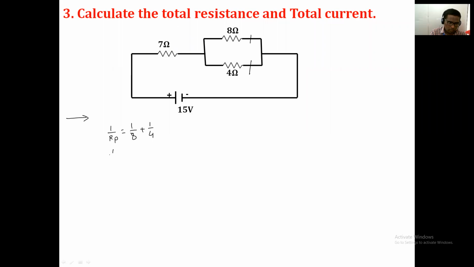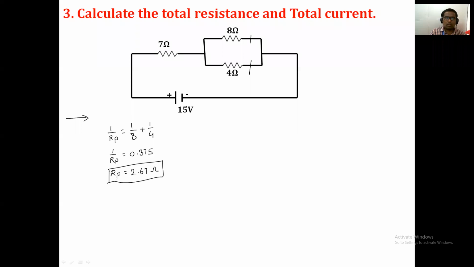So can you give me 1 upon Rp is equal to how much? Do the calculation. 0.375. So Rp is equal to, taking the reciprocal of it, 2.67 ohm. Is it right?